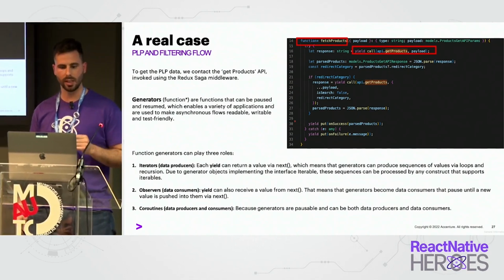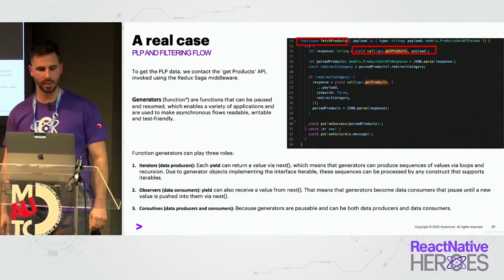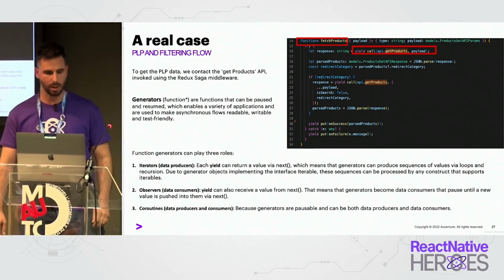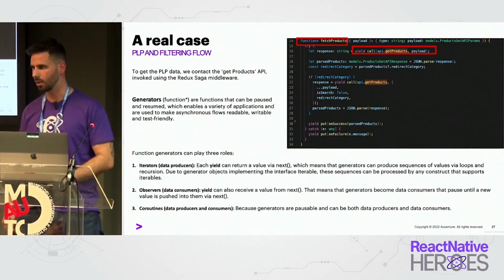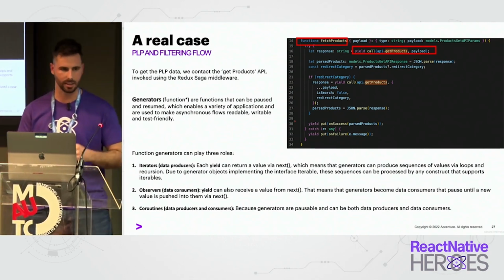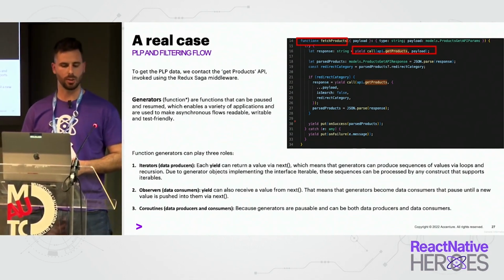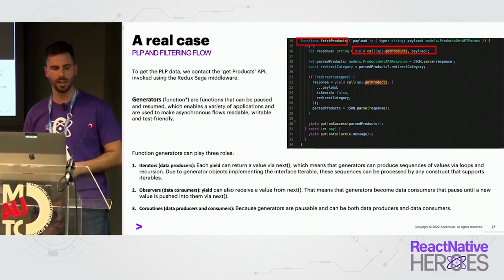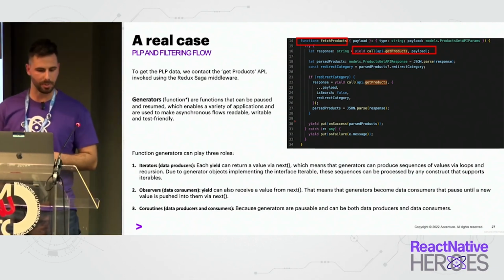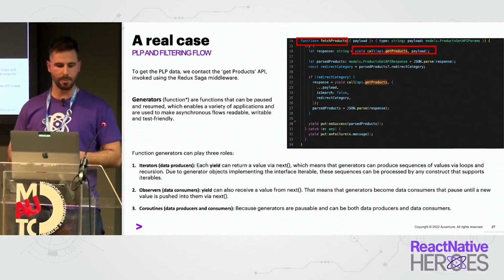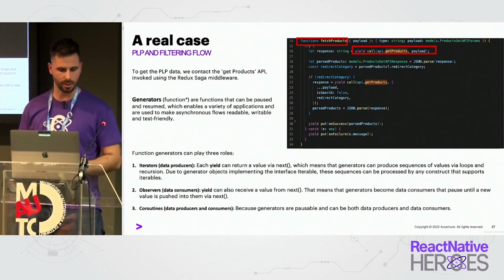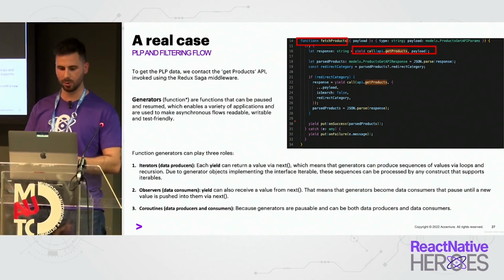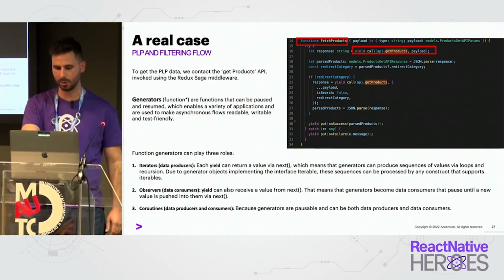In this case, we can see how we developed the fetch product API. We can see that we are using the generator function because we are using Redux Saga middleware to keep the data saved in the store. What is a generator function? Generator functions are functions that can be paused and resumed, which enables a variety of applications. They play 3 different roles: the iterator, the observer, and the coroutine. Coroutines, because generators are pausable, as I said, and can be both data producers and data consumers.